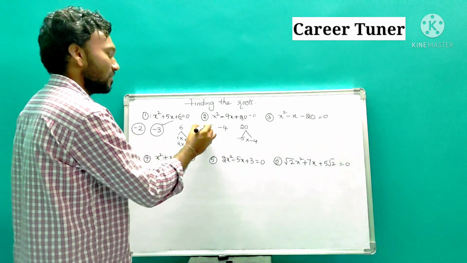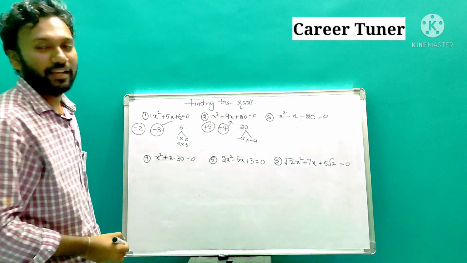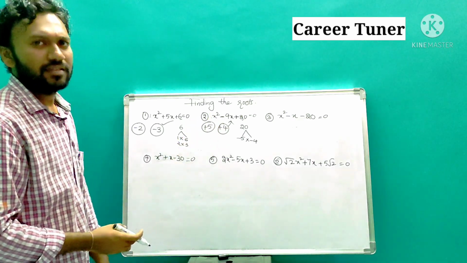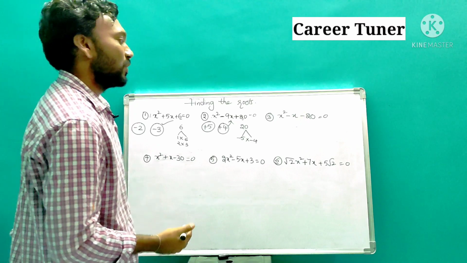Just change the signs. So 5 and 4 are the roots of the quadratic equation. That's it. And this 5 and 4, if you put in the value of x, that will satisfy the equation. That's it. So that's why these are known as roots. Now coming to the next question.